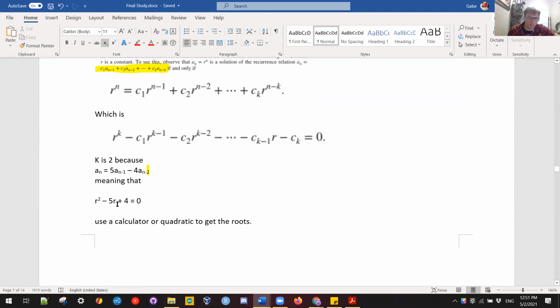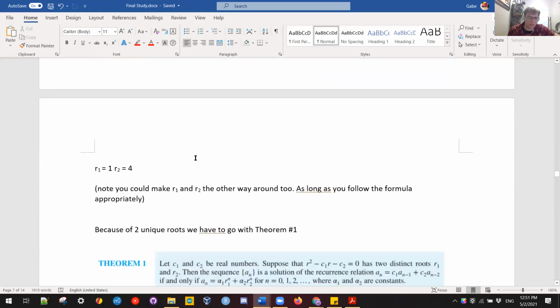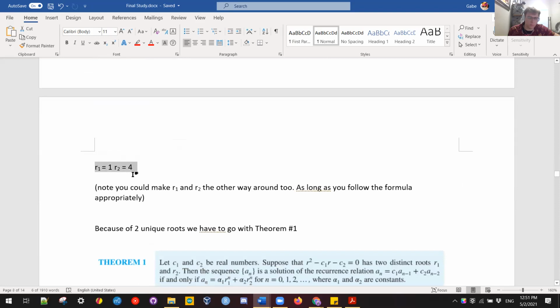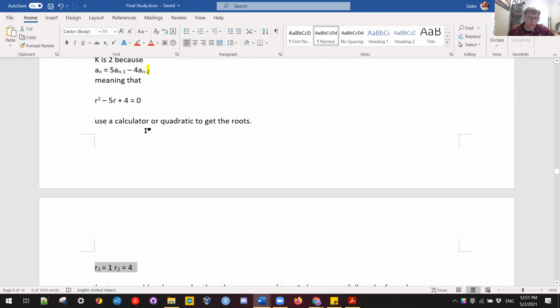And so we could just say R squared minus 5R, and then minus, and that would go away because it's just 2 minus 2. And then minus -4 is plus. Then using the calculator, get the roots. We have R1 equals 1 and R2 equals 4. Or you could use the quadratic equation. Once again, I'm just saying that to save time.